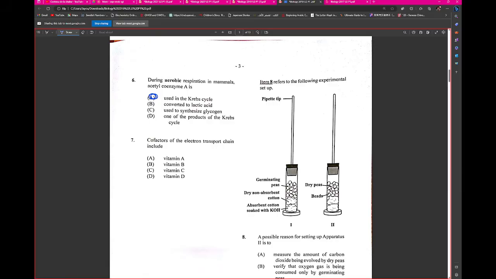Sir, B. Vitamin B. Alright. Are you sure? Sir, not really. This is just from memory. I don't really remember it fully. Okay. The cofactor of the electron transport chain. Okay. What does everybody else say? Sir, no answer. Pantothenic acid is the same thing as vitamin B, right?